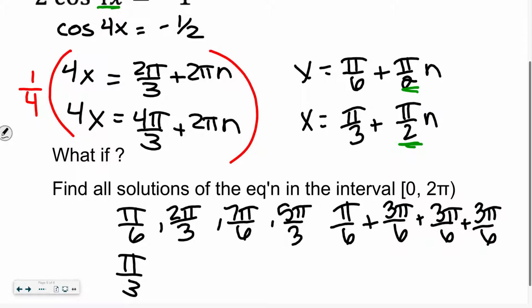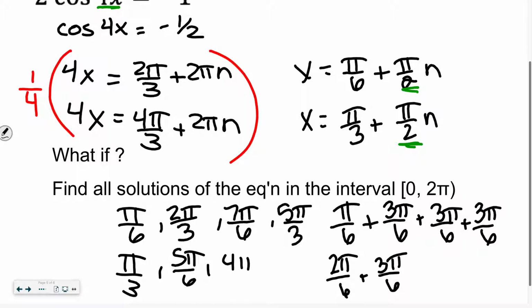Can I add another 3 pi 6 and be between 0 and 2 pi? No, because 10 pi over 6 plus 3 pi over 6 would be 13 pi over 6. That's more than 2 pi. Okay. And then I would have to repeat the same thing for pi thirds. I'd probably change that one to 2 pi over 6 and add the pi halves as 3 pi over 6, common denominators. So I'm going to have the angles 5 pi over 6, 4 pi over 3 and 11 pi over 6.